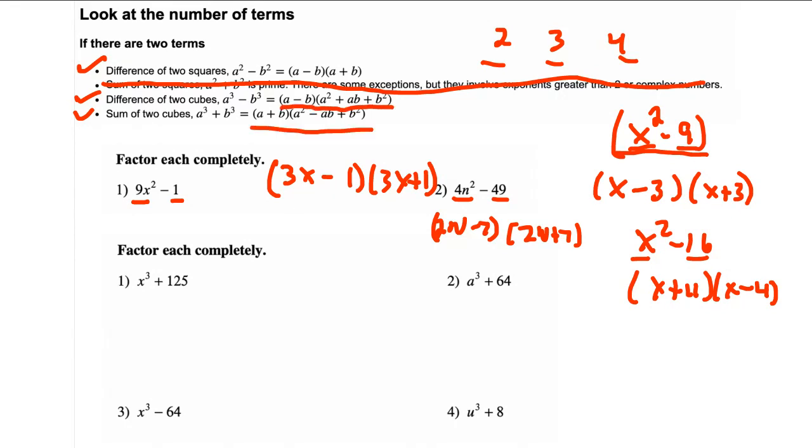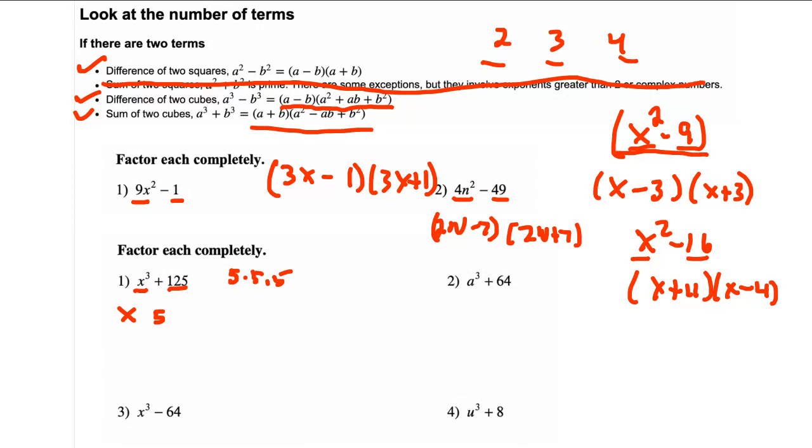The sum of cubes means that this is a perfect cube and this is a perfect cube. What is the cube root of x to the third? It's x. What is the cube root of 125? That's 5, because 5 times 5 times 5 is 125. So the cube root of 125 is 5. So if I was going to factor this, this is the sum of cubes.